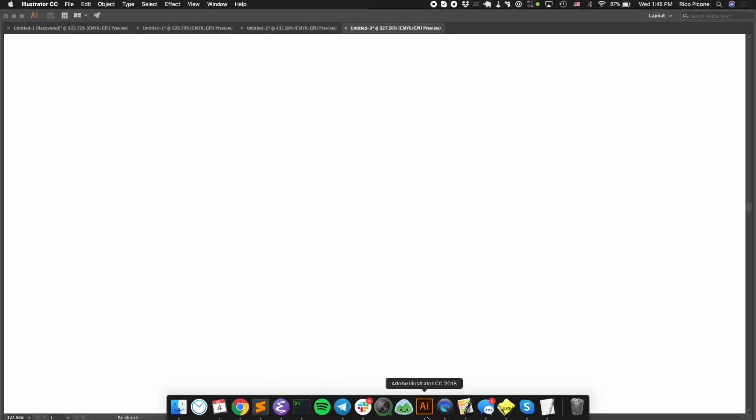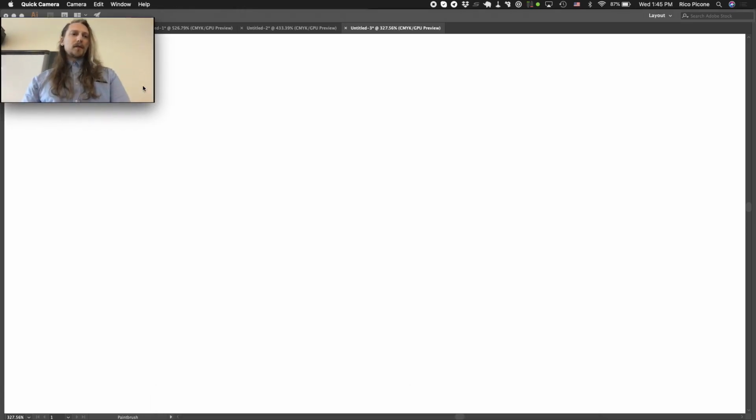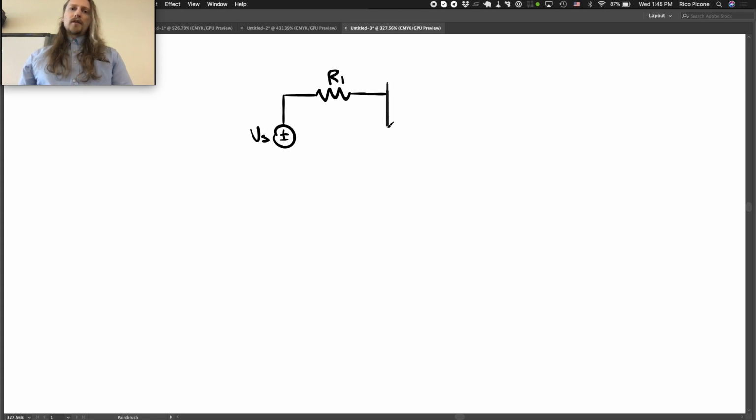Okay, so we want to do a little op-amp example, so I thought I would do an inverting op-amp for fun. So let's say we have a voltage source here, and we go into a resistor, call it R1, and that goes into the inverting input of an op-amp. And we connect the non-inverting input to ground.